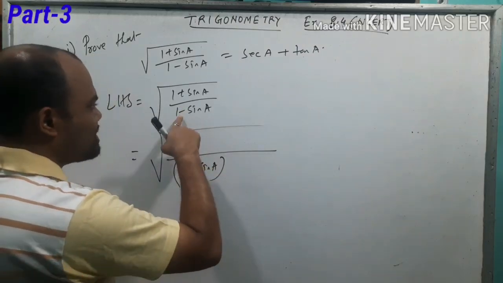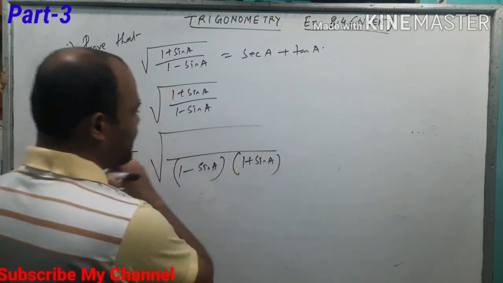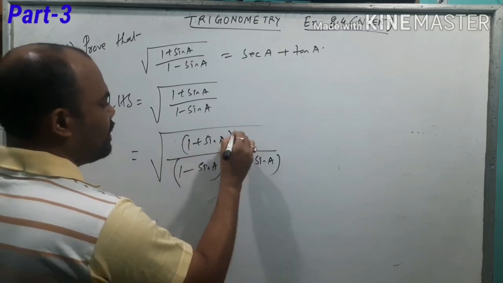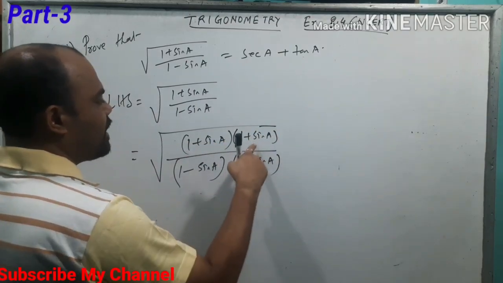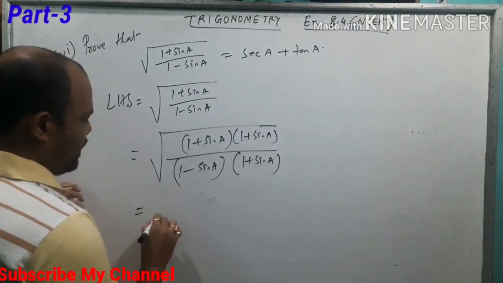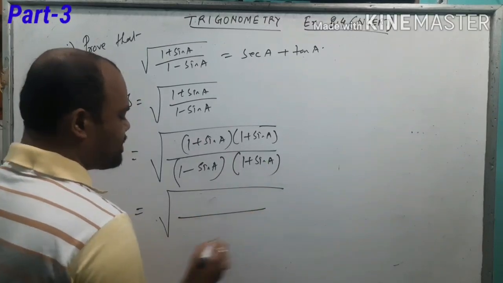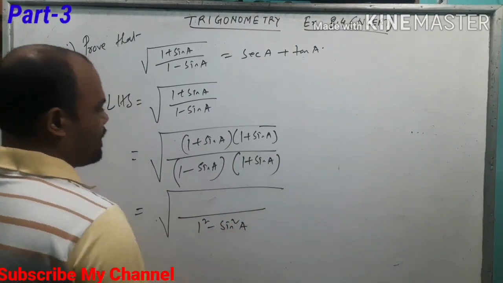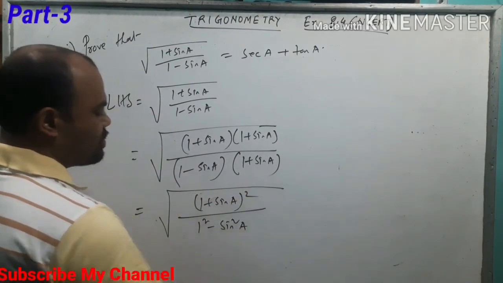So what is it? It is 1 minus sin a. What is the conjugate of this? It is 1 plus sin a. So in the numerator part it will be 1 plus sin a into 1 plus sin a, multiplying by this term. Now see the next step, it is a minus b, a plus b. What is a minus b into a plus b? It is a square minus b square. Here it will be 1 plus sin a whole square.